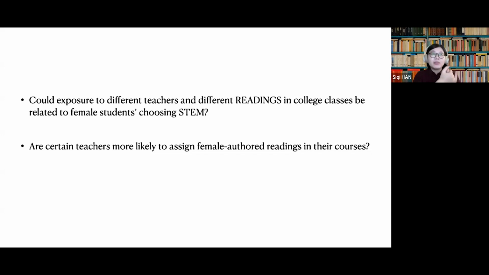Could the exposure to different teachers and different readings in college classes be related to female students choosing or not choosing STEM? Especially since I mentioned both the teachers and the course readings. As we all know, every reading has an author. Every author can have his or her own gender, race, identity. So are certain teachers more likely to assign certain kinds of readings? So we especially distinguish whether the reading is a female authored reading or a male authored reading. And that is coupled with whether the instructor is male or female.